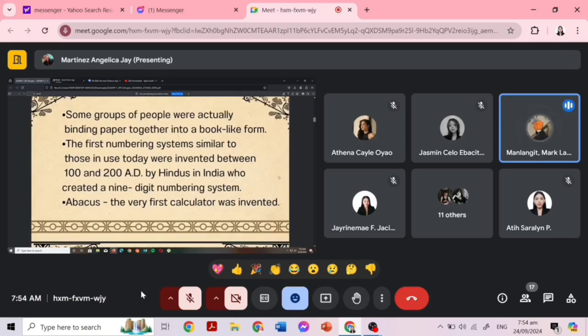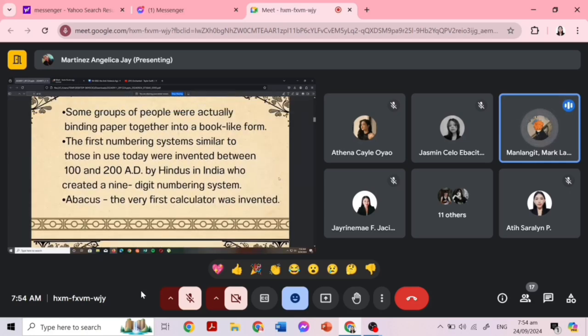Some groups of people were binding paper together in a book-like form. Early forms of book binding were developed in ancient times. Sheets of papyrus or parchment were sewn together to create codices, which were precursors to modern books.